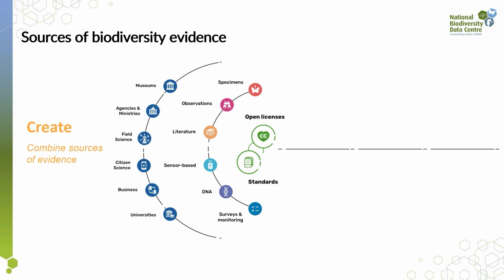Literature about the natural world, both historic and current, contain vital information on species occurrences and different types of data, but that information is often embedded and needs to be extracted so that we can map it and view it on the global scale.